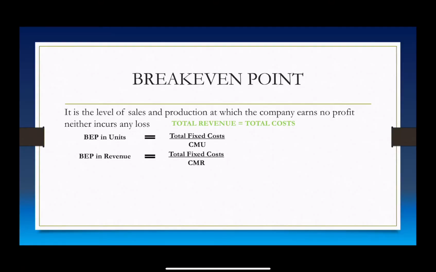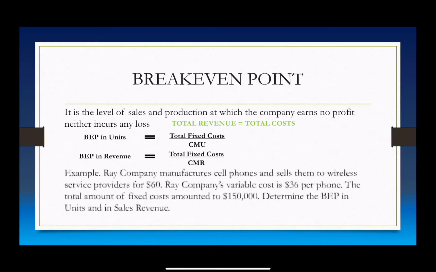So to illustrate, let's answer the following problem. Ray Company manufactures cell phones and sells them to wireless service providers for $60. Ray Company's variable cost is $36 per phone. The total amount of fixed cost amounted to $150,000. Determine the break-even point in units and in sales revenue. So the total fixed cost amounted to 150,000. All we have to do is determine the contribution margin per unit and the contribution margin ratio.